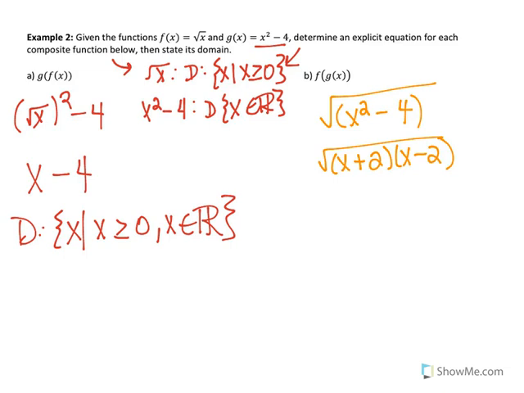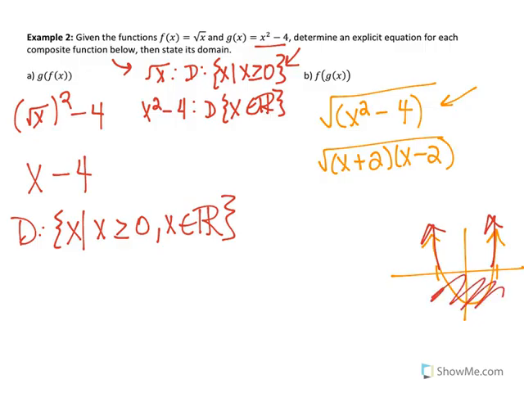So let's just think about this. This function right here is a parabola with x-intercepts at negative 2 and 2, and it opens up. Because we're taking the square root of the answer, we cannot have any negative values. So we can actually only use those portions, because all of this is going to make it a negative under the radical, which we cannot have. So our domain for this one is going to be x such that x is less than or equal to negative 2, or it can be greater than or equal to 2.